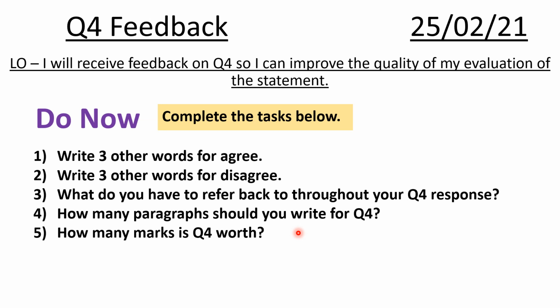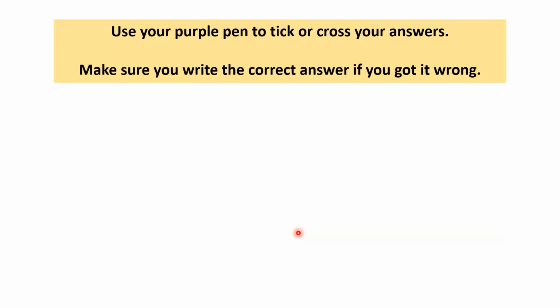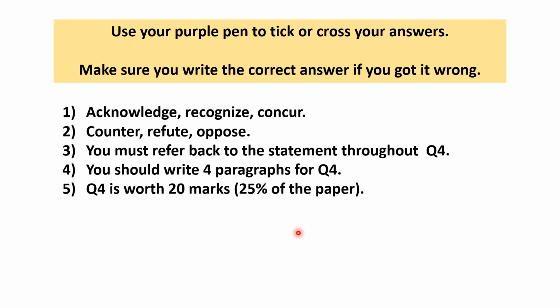Okay, if you're back, that means you're ready to make your purple pen corrections. Please don't be lazy here and do make sure that you are writing the correct answers in purple pen. So, for agree, you could replace it with acknowledge, recognise, or concur. And for disagree, you could replace it with counter, refute, and oppose. You might have something different here, and I'll look at those when you send your work.